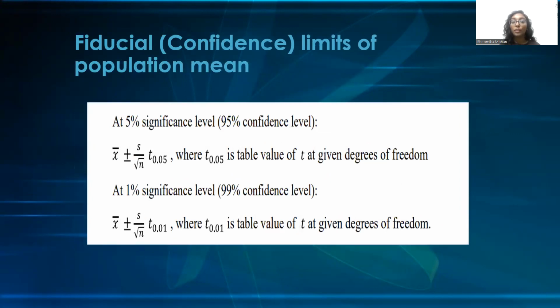Next, let's talk about fiducial, that is confidence limits of population mean. At 5% significance level, that is 95% confidence level, x bar plus or minus s by root n times t 0.05, where t 0.05 is table value of t at given degrees of freedom. At 1% significance level, that is 99% confidence level, x bar plus or minus s by root n times t 0.01, where t 0.01 is table value of t at given degrees of freedom.